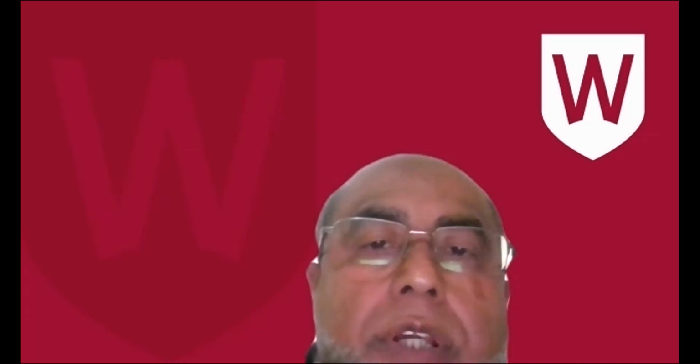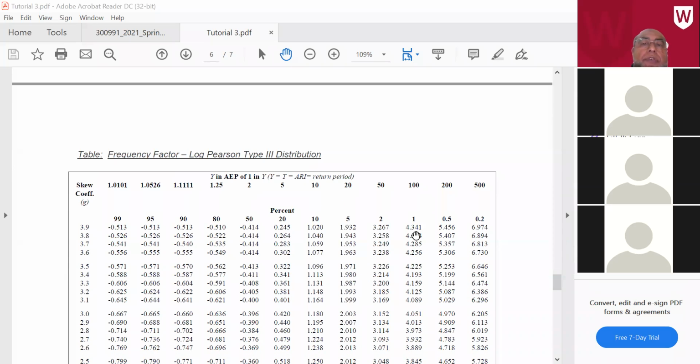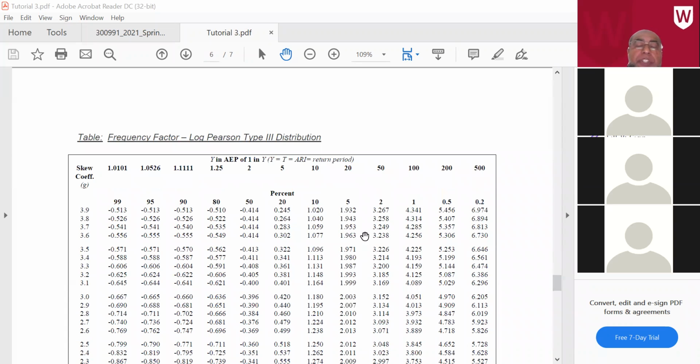So I'll share the screen, this one now. Okay, so you can see now that in the problem sheet, in the last pages, this is the frequency factor, KT value for different return periods. So for the 50-year return period, what is the skew value? What is our skew coefficient?